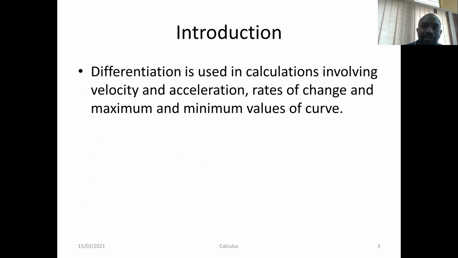Now, differentiation is used in calculations involving velocity and acceleration. It's basically a method of determining rate of change of a given function, and is mainly used to determine also maximum as well as minimum values of a curve. So in the next examples, we'll be basically looking at how to find the differentiation of a constant, a variable, cosine and sine function, natural logs as well as exponential functions.